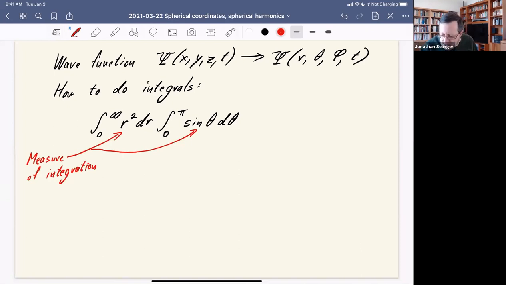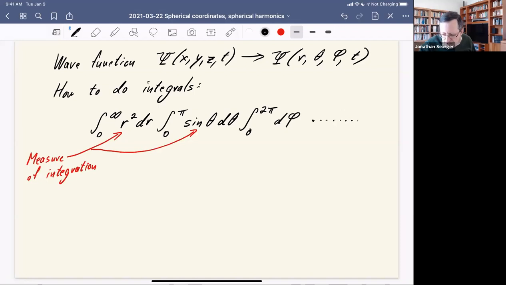All right. And then we have to integrate over phi. And so that is going from 0 to 2 pi. That is the full range of phi, say from the prime meridian of longitude all around the globe back to the prime meridian. And there is no extra factor there because every interval of phi covers the same amount of territory.